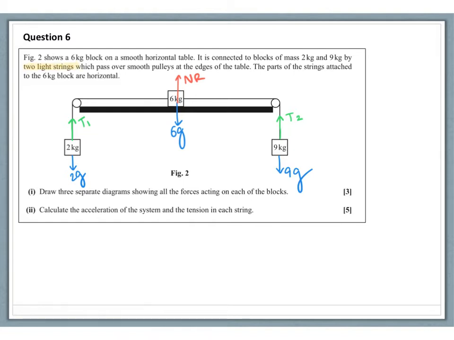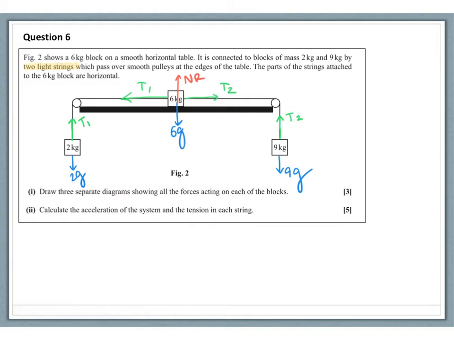Note the wording in the question, 2 light strings, which means that there are 2 different tensions, a different tension in each string. So we need to make sure that there's a tension which matches T1 here, which acts on the 6 kilogram block, and a tension here, T2, which matches the other tension in the second string.